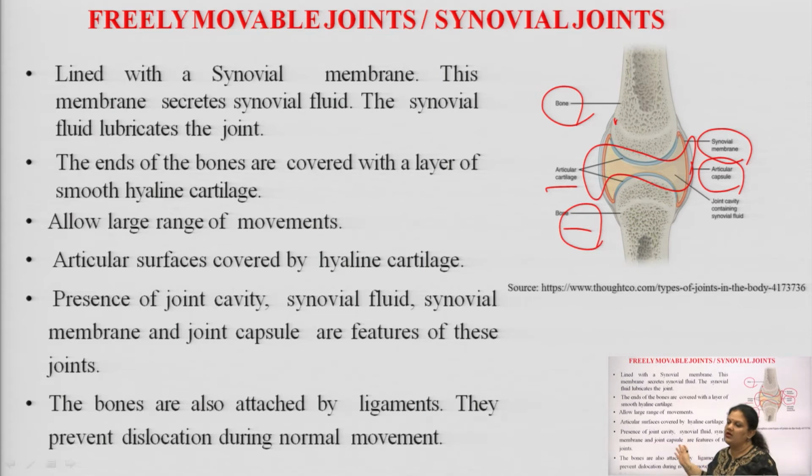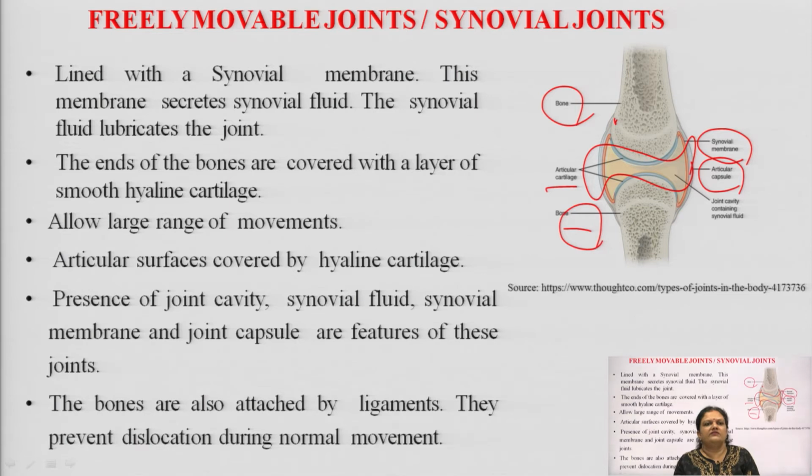Here we have three bones, the humerus, radius and ulna if you are talking about the hand. So, we have three bones articulated at the elbow, and they show free movement in any direction you want. These are lined with a synovial membrane, and these membranes secrete synovial fluid. The fluid lubricates these joints.